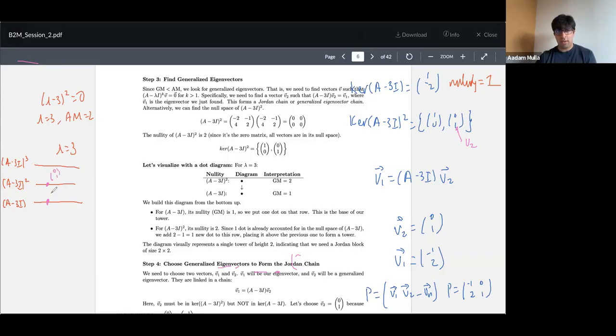Now, how do we find the eigenvector for this one? We take 0, 1, and every time we go down a row, we multiply by A minus lambda I. So we multiply by A minus 3i. So we do A minus 3i times 0, 1, and we get this new vector here, which was -1, 2 for us. Then when we stack it in the P matrix, we go up. So we put this vector first, as in V1 first, -1, 2, and then V2 next, 0, 1.